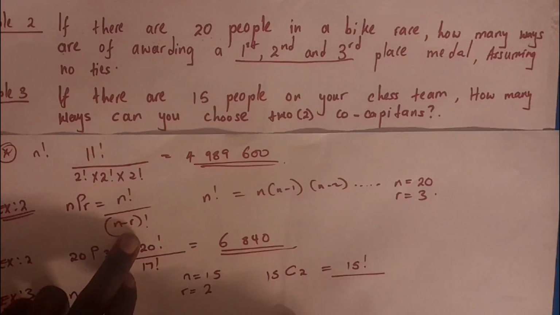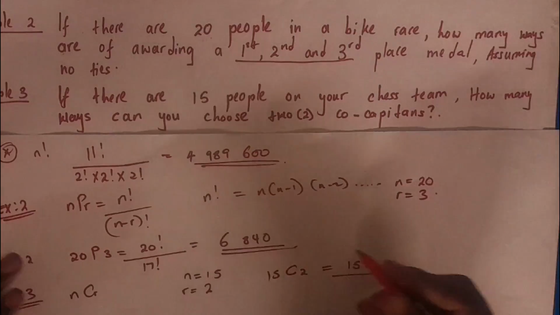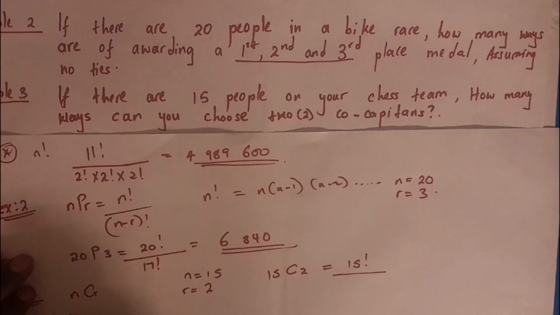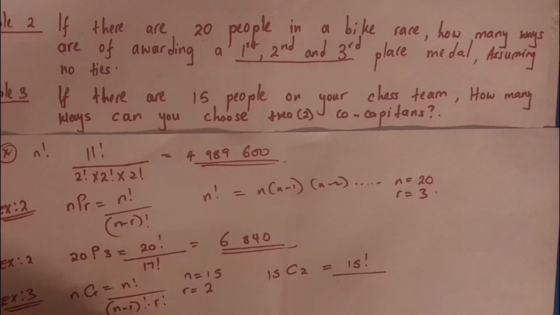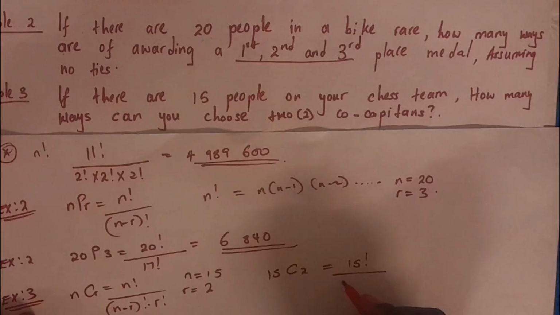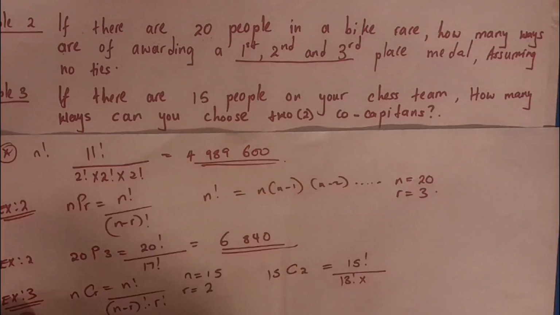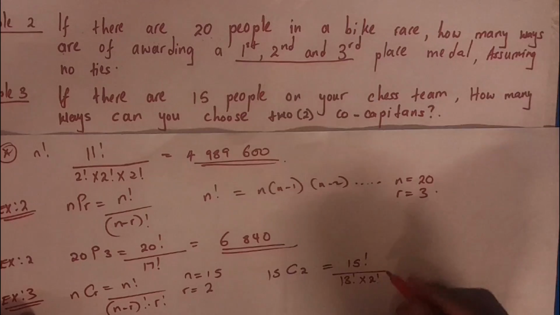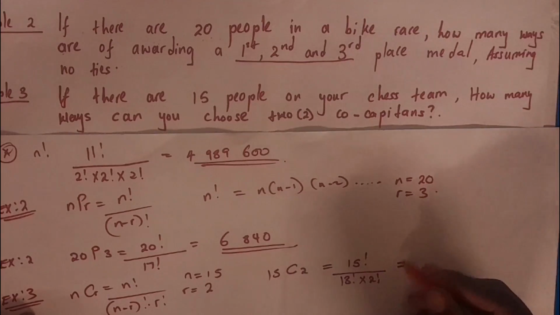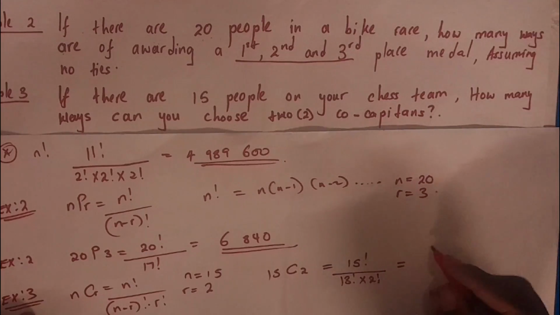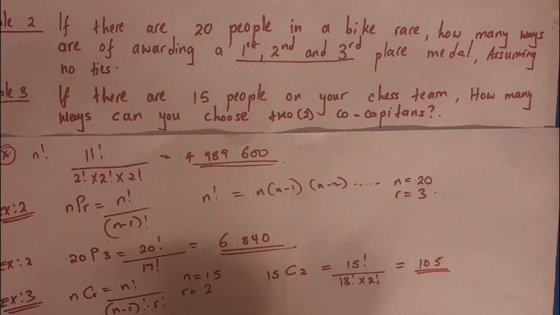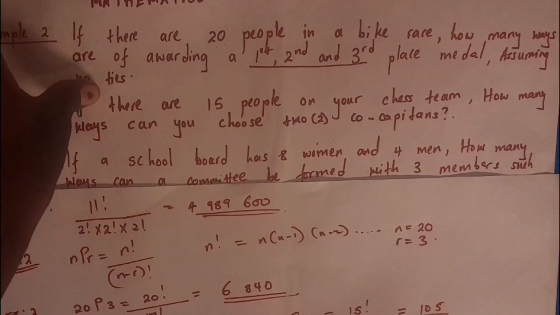Let me rewrite the formula, I didn't write the formula. The formula says n factorial over n minus r factorial multiplied by r factorial. So n minus r is 15 minus 2, which is 13 factorial, multiplied by r, which is 2 factorial. So our answer here on example 3 is going to be 105. Now let us move on to example 4.